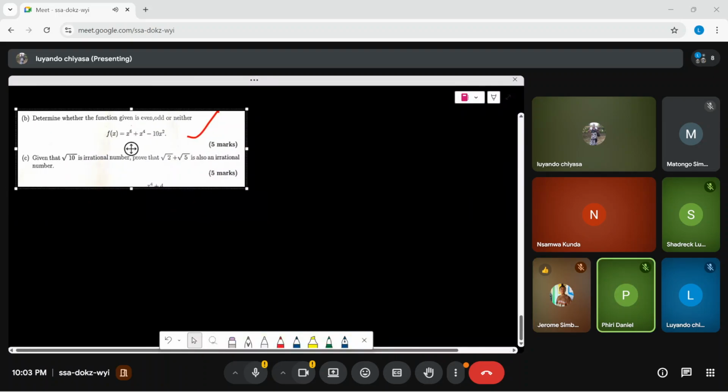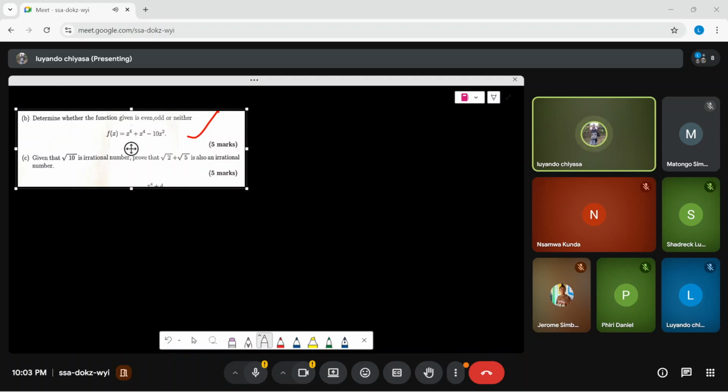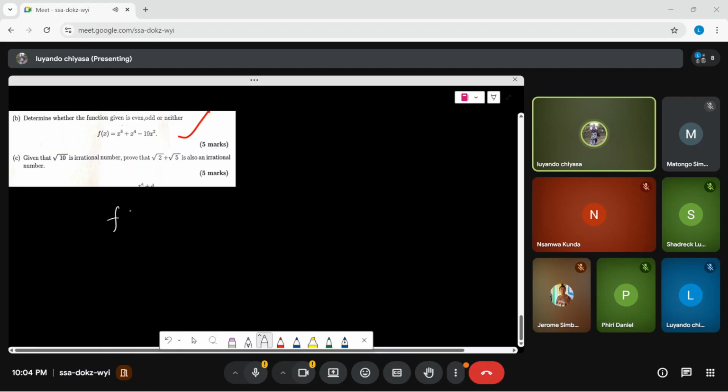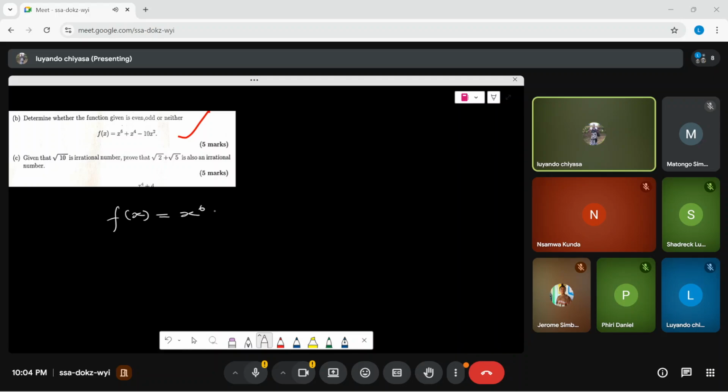Question one B is saying: determine whether the function given is odd, even, or neither. The function they have given us is f of x equals x to the power 6 plus x to the power 4 minus 10x squared. So we need to determine whether this is odd, even, or neither.